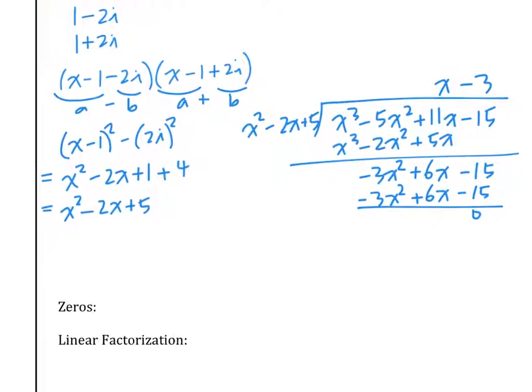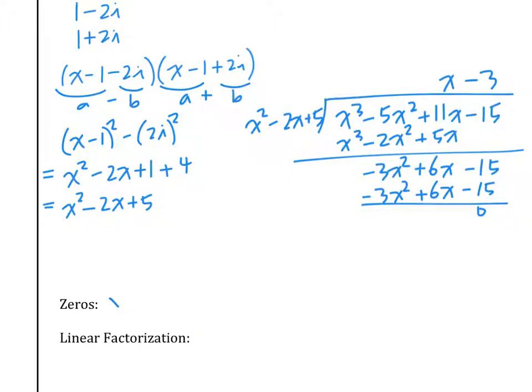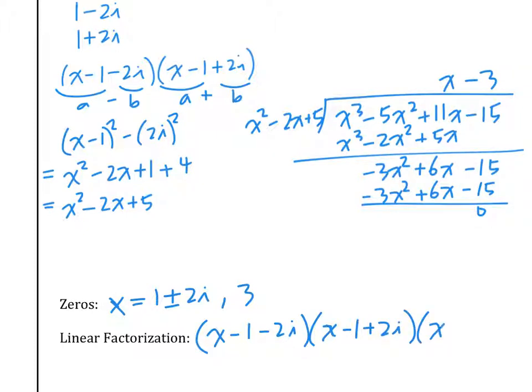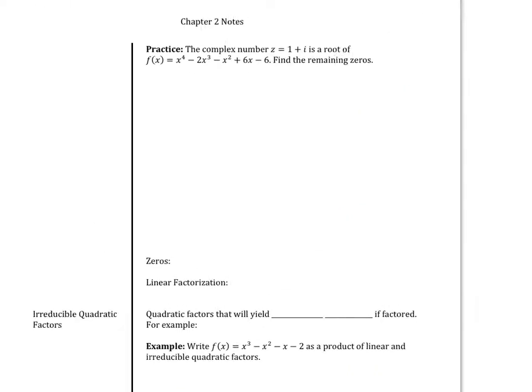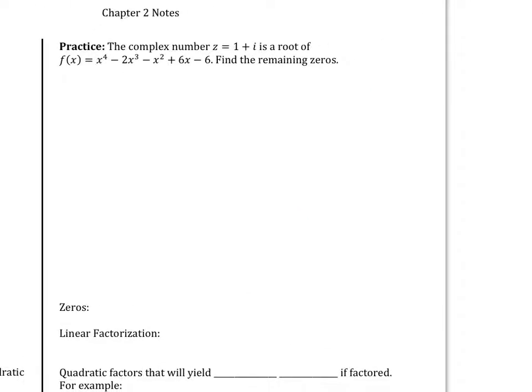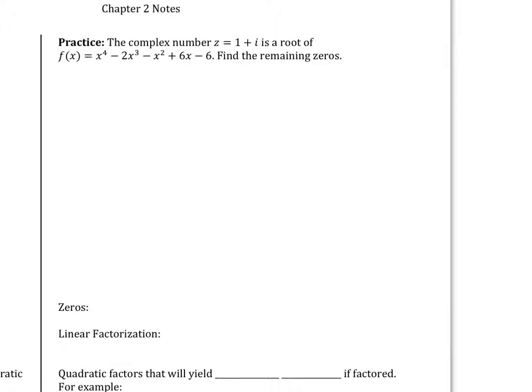Okay, so the first one, if you have not gotten the answer, x equals 1 plus or minus 2i and 3 for the zeros. So for the linear factorization, make sure you keep the x in there. So this, and then an x minus 3. So if you have not, move on to the next one. Same thing, so find the zeros and the linear factorization.